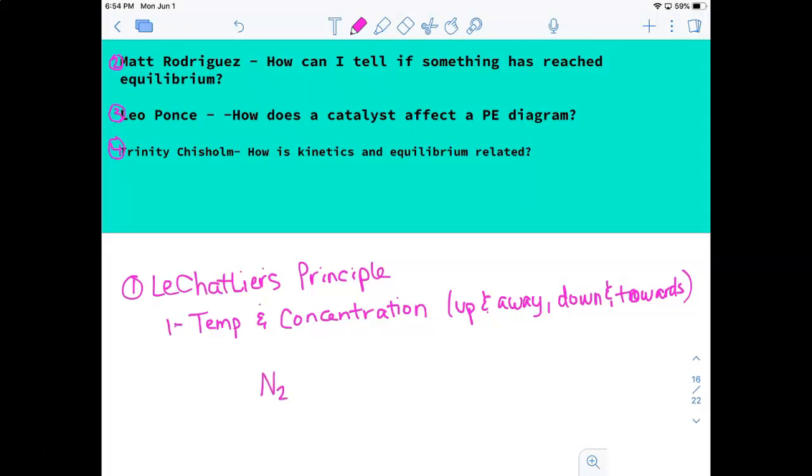Okay, so let's do this reaction. I have N2 plus H2. These are both gases, and I'm making 2NH3 gas plus energy. And to make sure this is balanced, we need 3 there. Okay. So the question will tell you what the stress is.